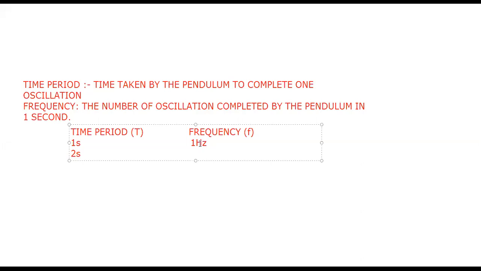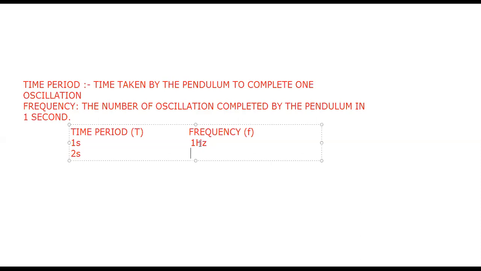मतलब उसको 2 सेकेंड लग रहे हैं एक एक ऑसिलेशन कंप्लीट करने के लिए. तो 1 सेकेंड में कितना ऑसिलेशन कंप्लीट करेगा? सोचो. फ्रीक्वेंसी है नंबर ऑफ ऑसिलेशन इन 1 सेकेंड. तो 1 सेकंड में कितना ऑसिलेशन कंप्लीट करेगा? एक ऑसिलेशन करेगा क्या? नहीं. कितना करेंगे 1 सेकंड में? ओके, प्लीज थिंक ऑफ इट.